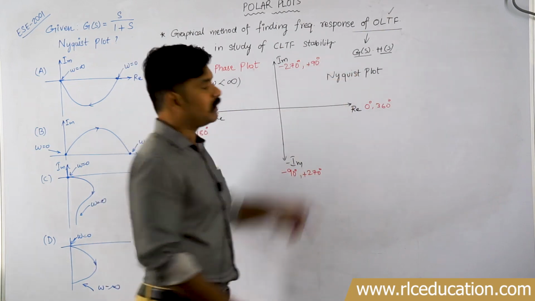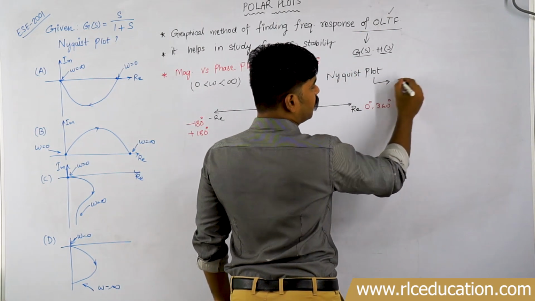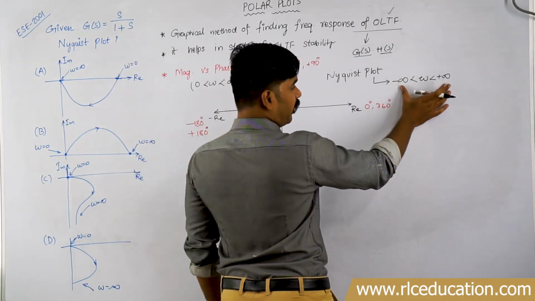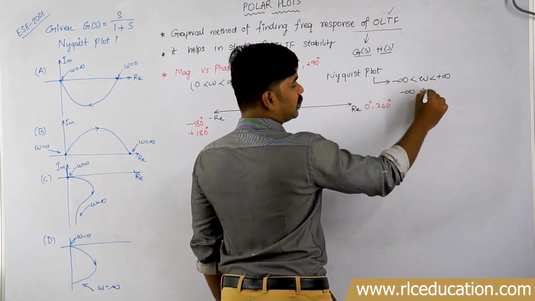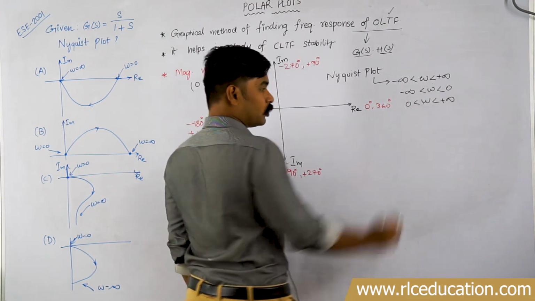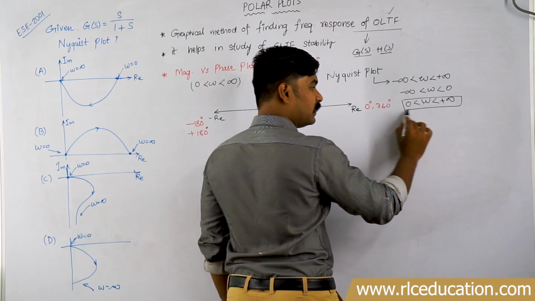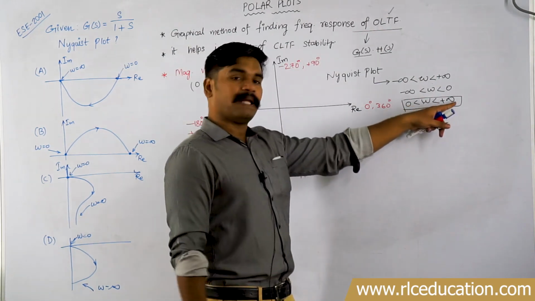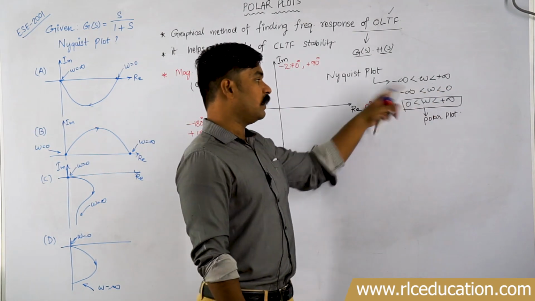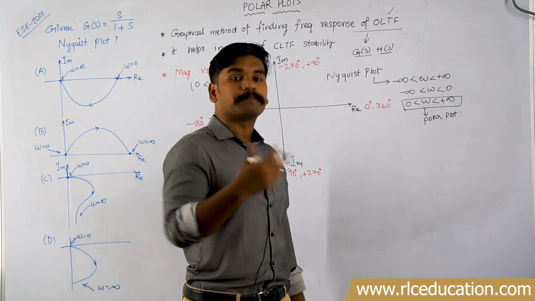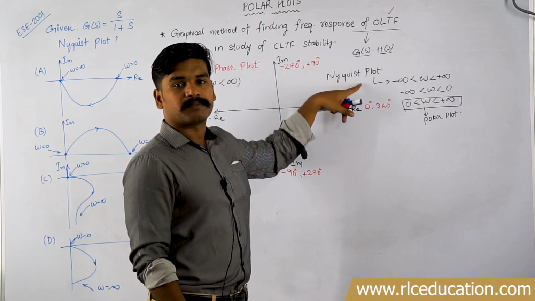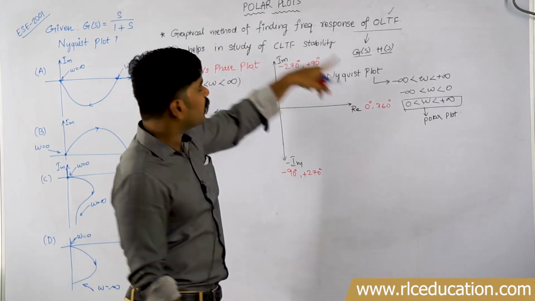But the range of frequency is different. The range of frequency for Nyquist plot will be from minus infinity to plus infinity. That means there are two parts over here. One is minus infinity to 0 and there is 0 to plus infinity. So that part of Nyquist plot which is existing for 0 to plus infinity omega is the polar plot, and that one which is existing for 0 to minus infinity is inverse polar plot. So the combination of polar plot and inverse polar plot itself is the Nyquist plot. Therefore, polar plot is a part of Nyquist plot.